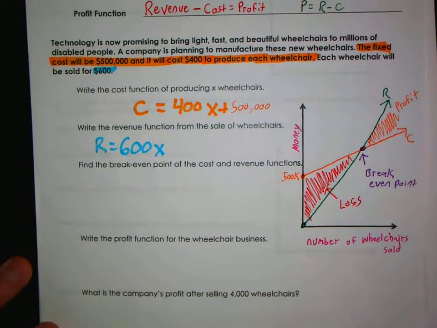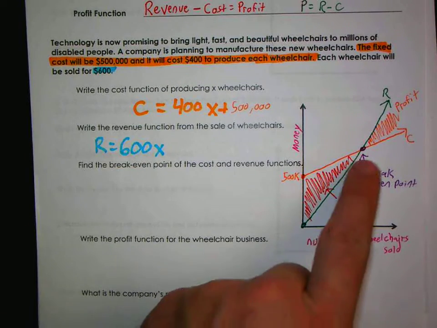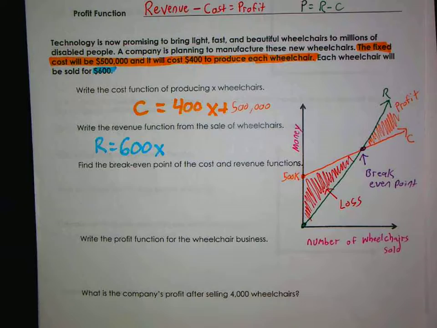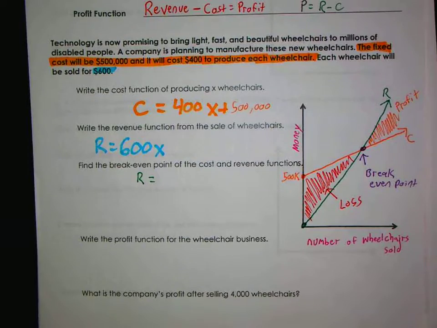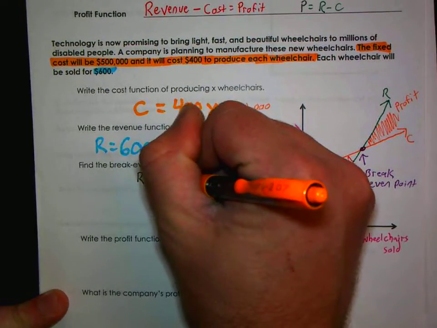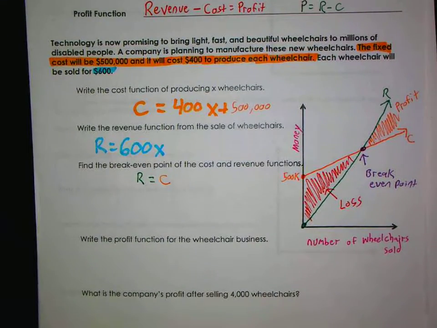Any questions so far? So now the question is, what is the break-even point? Well, that would be where my revenue and cost are the same. So when my revenue equals my cost, this will tell me how many wheelchairs I need to sell/produce to break even.